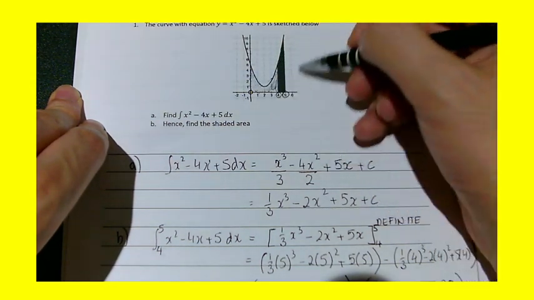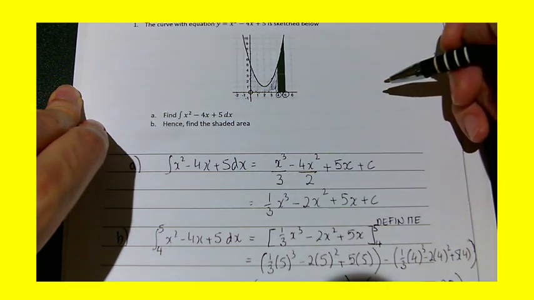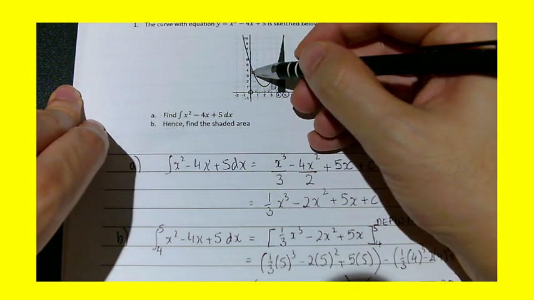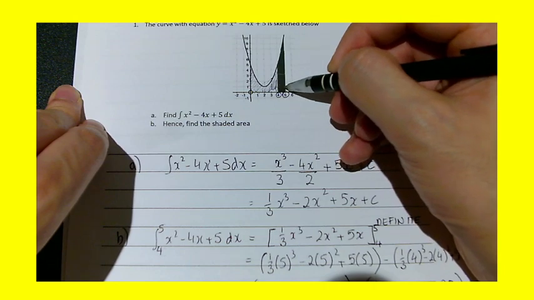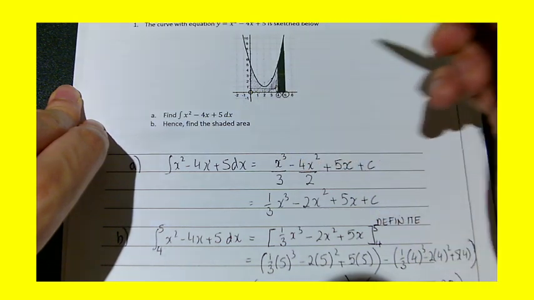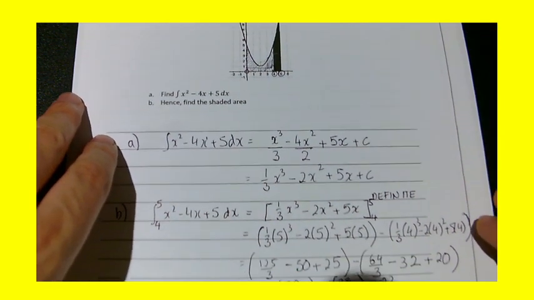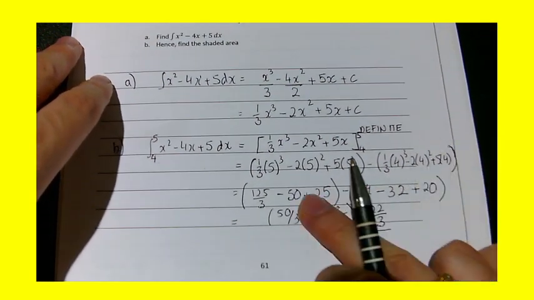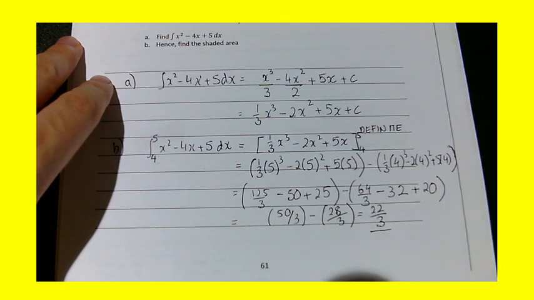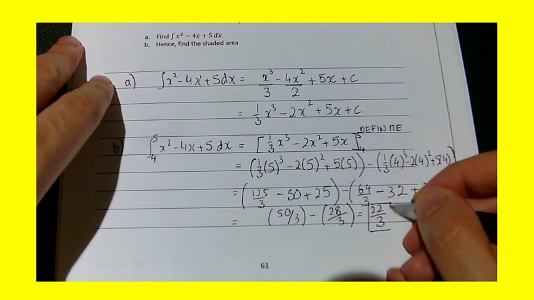Okay, underneath the curve. And obviously, if we know the area all the way up to 5 from 0, and we know the area all the way up to 4, then by subtracting the area up until 4 from the area up until 5, which is what we're doing here, we get the area that we need. Okay, the shaded area. And that is our final answer, 22 over 3.